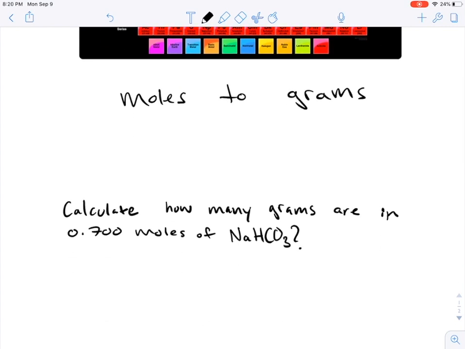So I have a quick example here. Calculate how many grams are in 0.700 moles of NaHCO3. And just a side note, NaHCO3 is sodium bicarbonate.